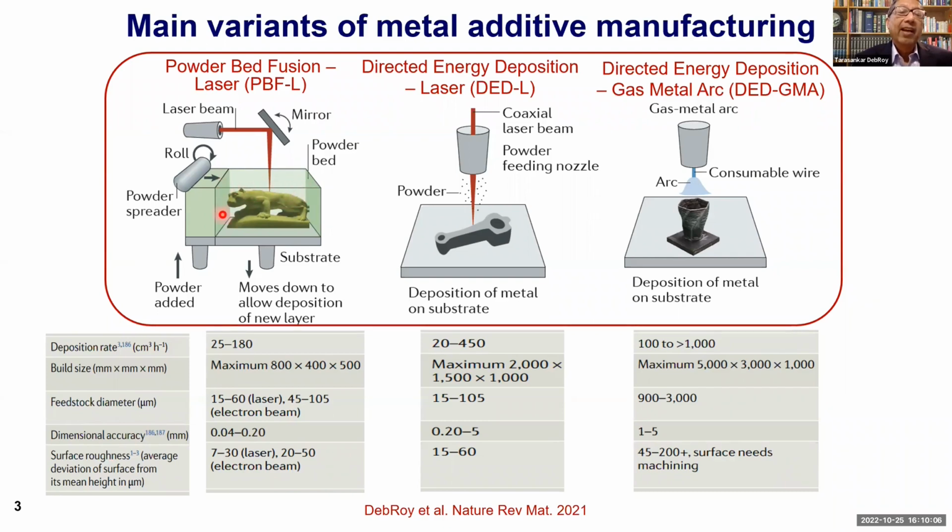In this case, I am showing a statue of a lion, which is the mascot for our football team. So numerous different parts of intricacy can be made using this powder bed fusion laser process. Again, the final finished product has a very good surface finish, and we can make parts as big as about 80 centimeter by 40 centimeter by 50 centimeter using a laser beam.